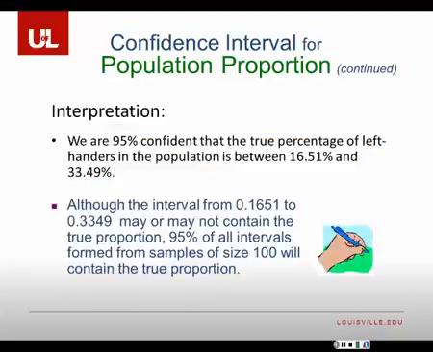Again, the interpretation is the same, that we're repeating this process over and over again. We are 95% confident that the true percentage of left-handers in the population is between 16.5 and 33.49, although the interval from 0.1651 to 0.3349 may or may not contain the true population proportion. 95% of all intervals formed from samples of size 100 will contain the true population proportion.